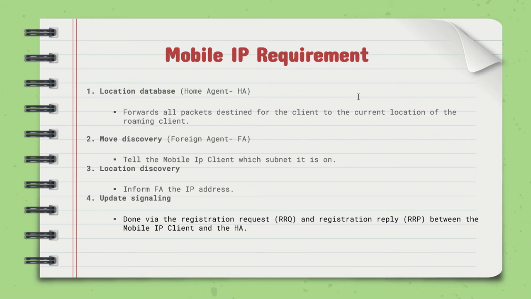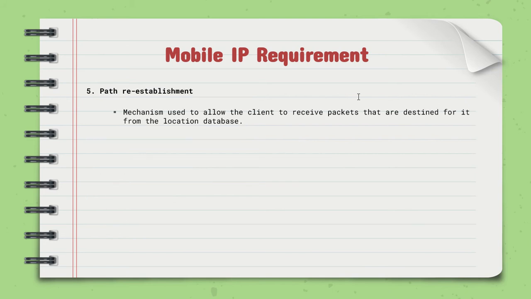It is done through the foreign agent advertisements which tell the mobile IP client which subnet it is on. Third, location discovery. It informs foreign agent the IP address. Fourth, update signaling. It is done via the registration request and registration reply between the mobile IP client and the home agent. Okay, lastly, path re-establishment. This is a mechanism used to allow the client to receive packets that are destined for it from the location database.